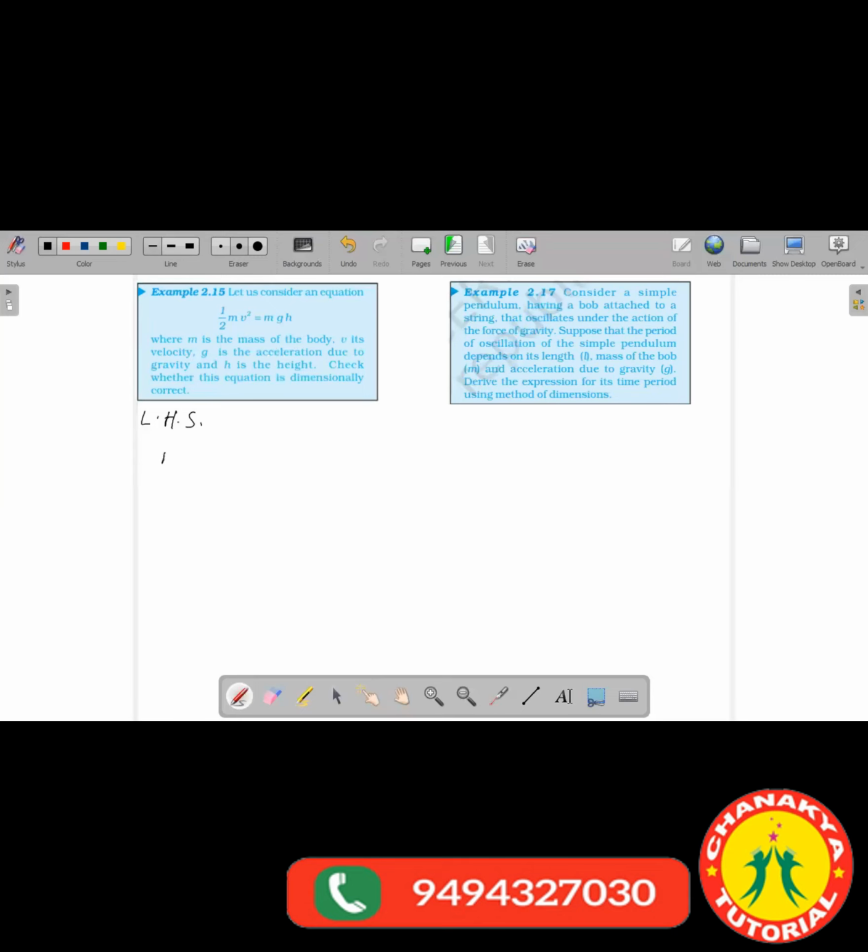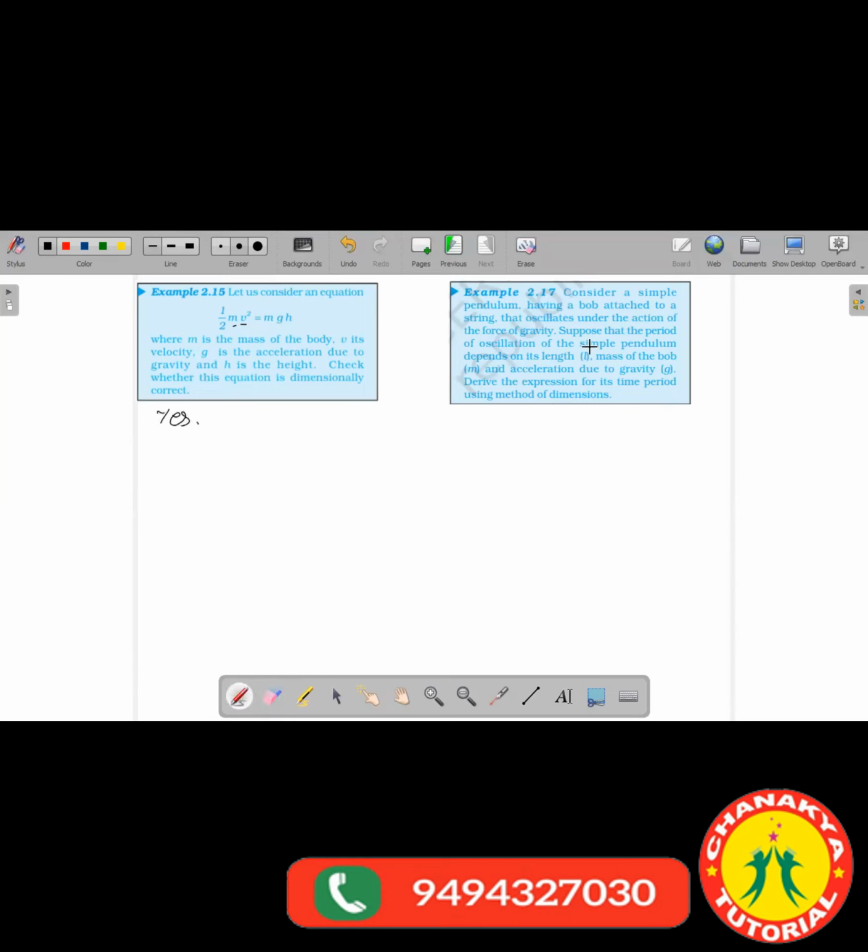So LHS will have the dimension M, since mass has the dimension M, and velocity has the dimension L T minus 1, so it has to be L T minus 1 whole square. So it has the dimension M L2 T minus 2. Right? Are you getting the same dimensions for RHS also? Yes, sir. Now see, for the second question, just read the second question. For this, your answer is yes.